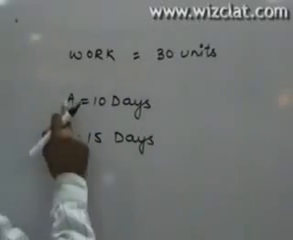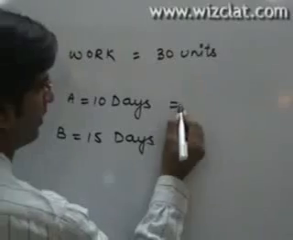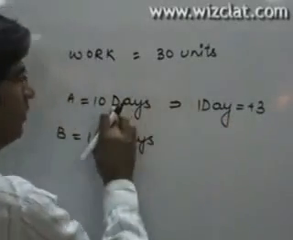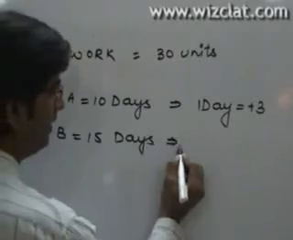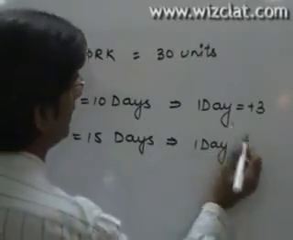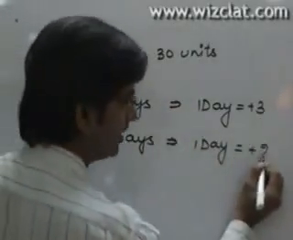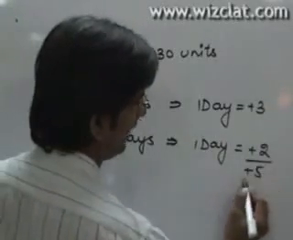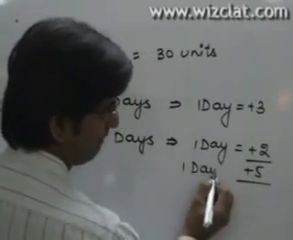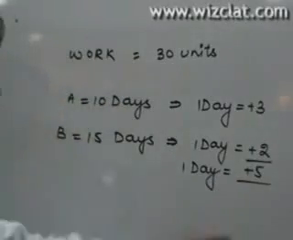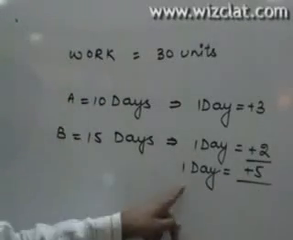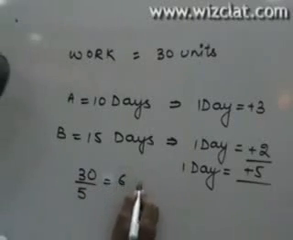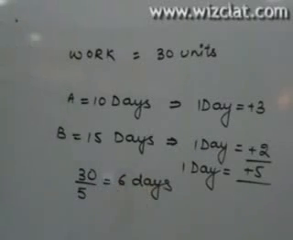So when I say A can do 30 units in 10 days, in one day A will do 3 units, that is 30 upon 10. B will do 30 upon 15, that is 2 units. So together they complete 5 units in one day. So 5 units are done by both the persons in one day. Therefore 30 units will be done in 30 upon 5, that will be 6 days.